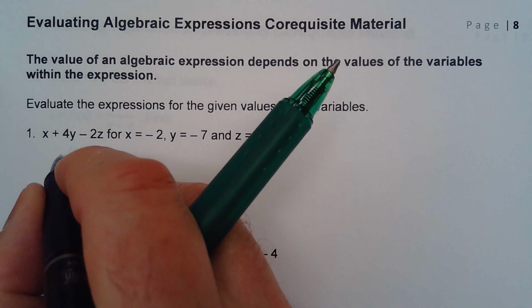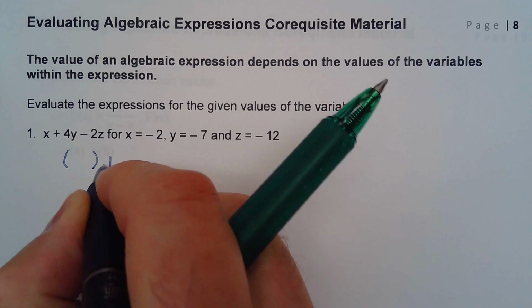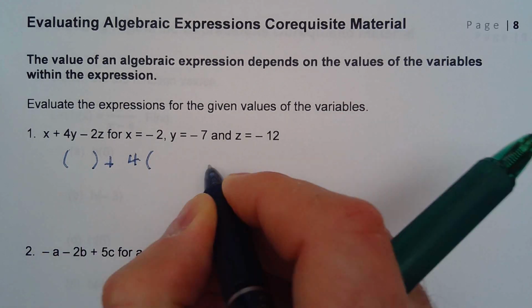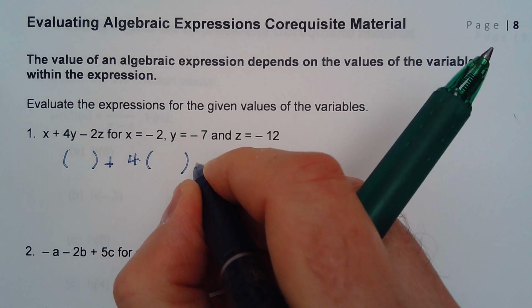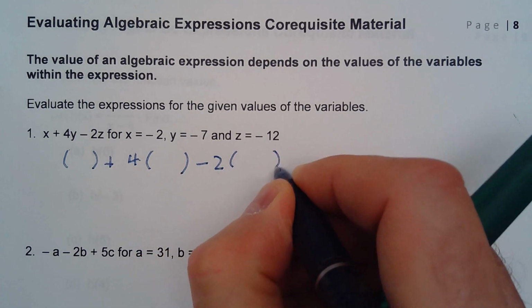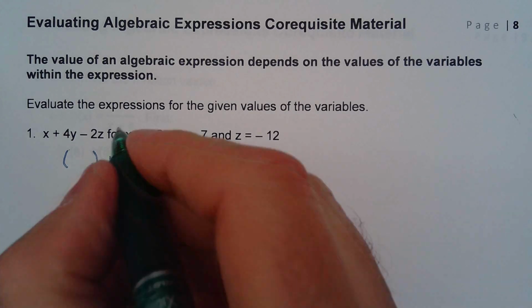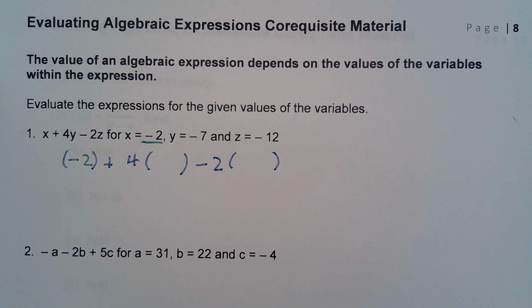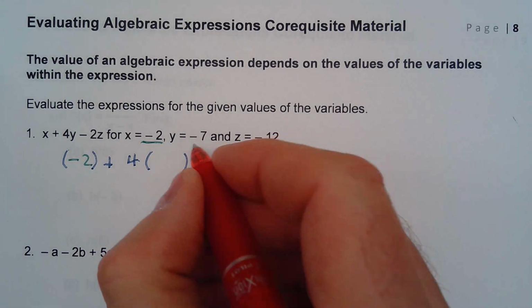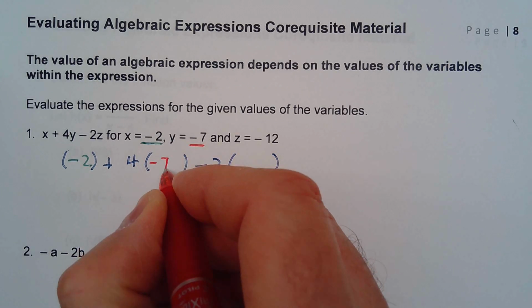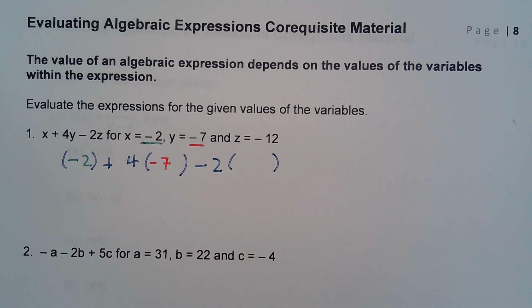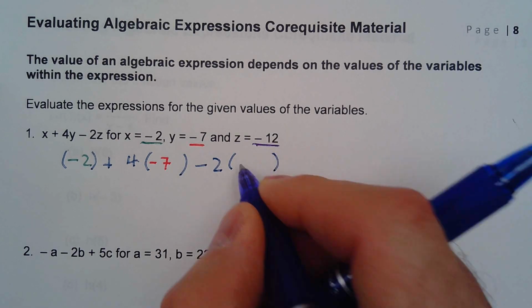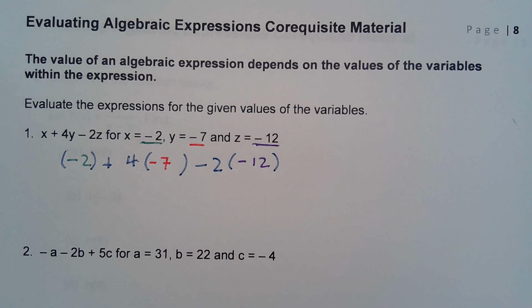And what I think is always best here is when you're sticking these values in for these variables, wrap some parentheses around it. So if I'm replacing x by -2, I'm going to have that -2 in parentheses. If I'm replacing y by -7, I'm going to have that in parentheses. And the z, by -12, I'm going to again wrap that in parentheses.